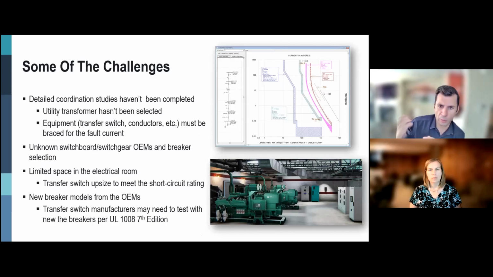However, some of the challenges with what I just discussed are that the detailed coordination studies usually have not been completed. The transformer has not been identified, so we don't know what the resistance or the impedance is. Typically, you can specify it at 6.7% or so. The unknown distribution board, which I know from a consultant engineer, is the most common problem: we don't know the switchboard, the switchgear, or the breakers that go with it. With a limited space electrical room, we might have to upsize the transfer switch to meet the short circuit requirements.